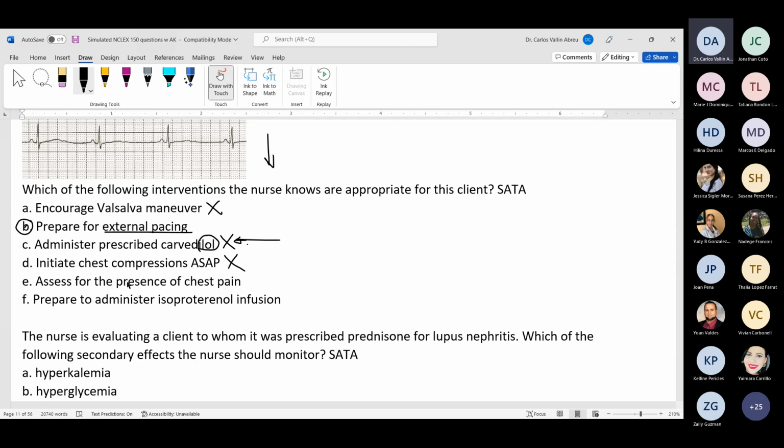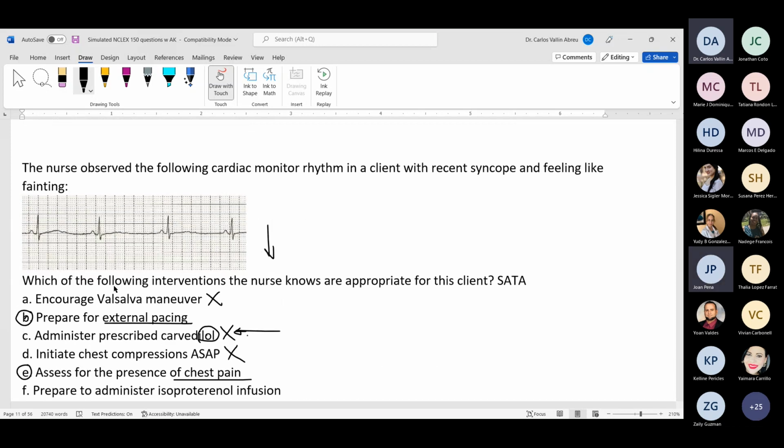Assess for the presence of chest pain. What do you think? Yes, there is no harm in asking this question. It's not contraindicated. Why could this patient be having chest pain? Well, you can say because the patient can have a myocardial infarction.